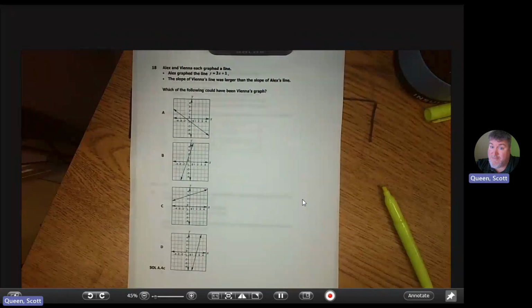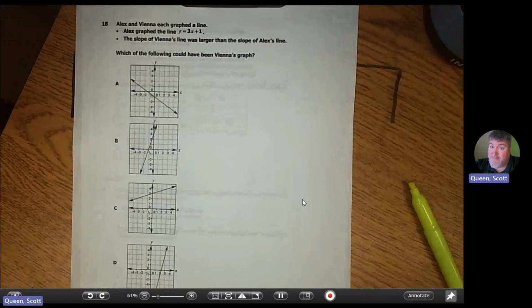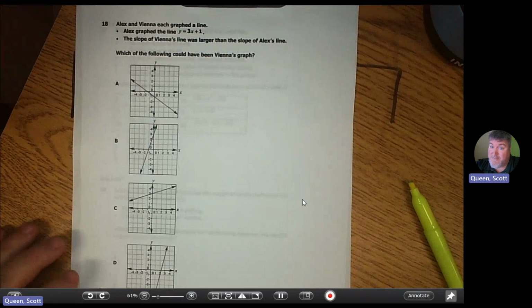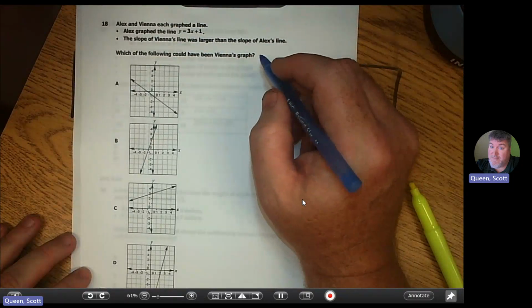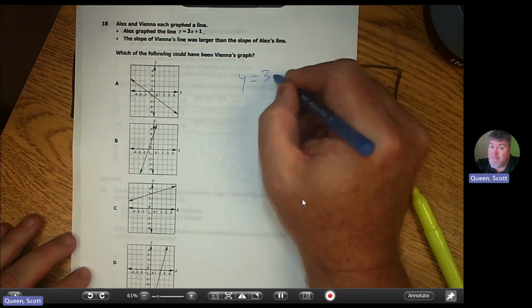All right, now I realize that y'all may not be able to see all of this. All right, this is 18. I'm going to write this again bigger. It says Alex of Vienna, who I don't care about. Alex graphed this line, y equals 3x plus 1.